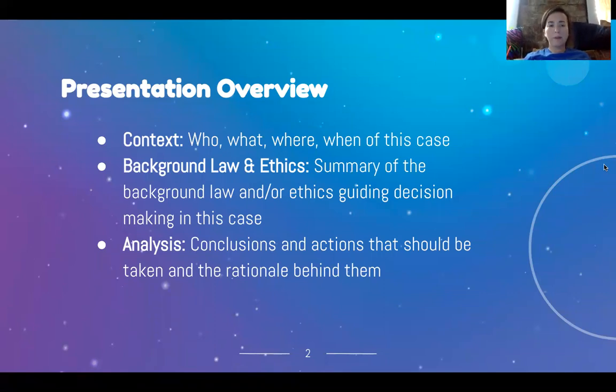First, we're going to talk a little bit about the context of this particular case, the who, what, where, and when of it. Then we're going to move on to any background laws, such as any laws in place around the timeline of when this particular case might have happened, and any ethical guidelines or ethical decision making that should and might be considered. And then finally, we're going to talk about what conclusions can be drawn here and what action should be taken and the rationale behind them.